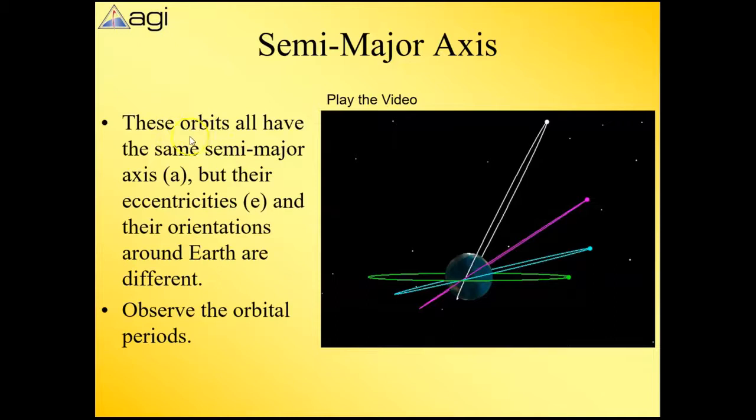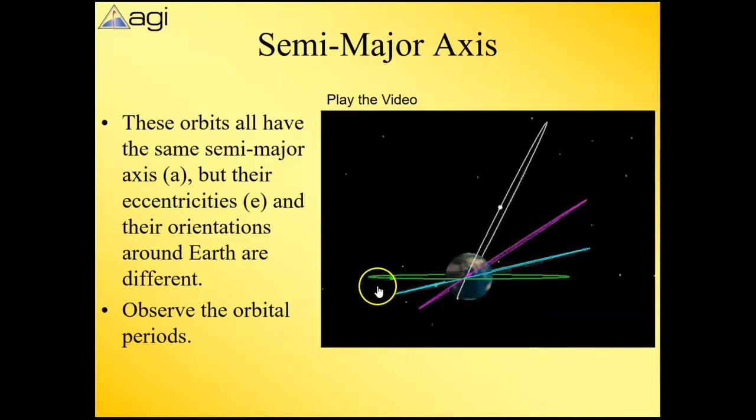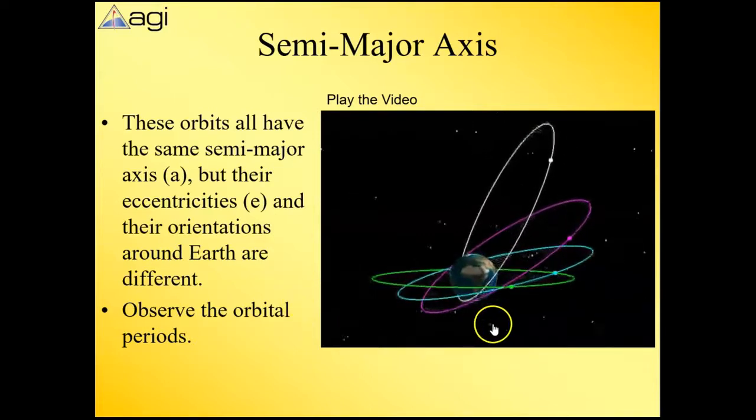Semi-major axis. These orbits all have the same major axis, but their eccentricities and their orientations around the Earth are different. You'll notice that these will all start out at the same time, and what we want to do is observe the orbital periods. Their orientations are different, and their distance from the center of the Earth changes as well. But you'll notice that it still takes the same amount of time for each one to orbit.